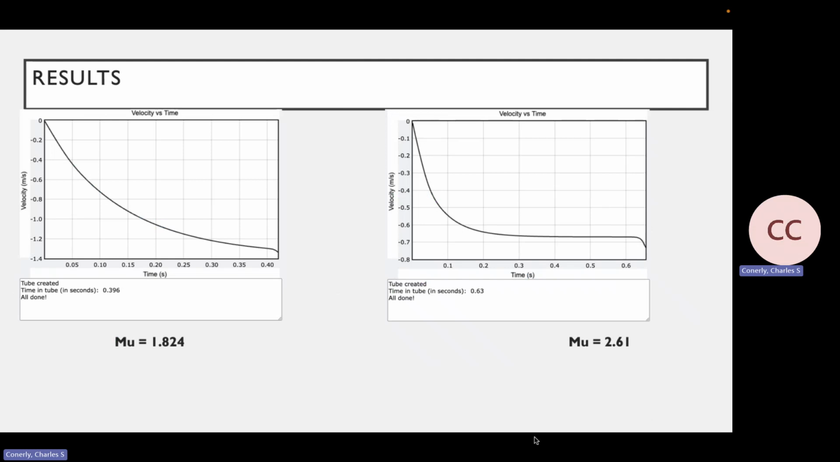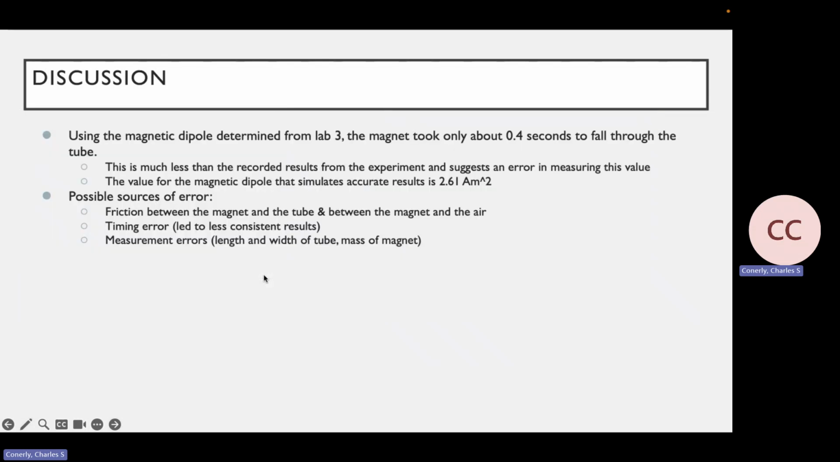And for the results, we see that with a mu of 1.824, which we calculated in Lab 3, the time isn't accurate to what we've observed. But when we change the computational model to include mu equals 2.61, we see that this falls in line with our observed results.